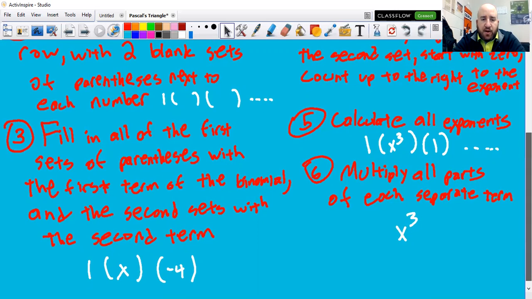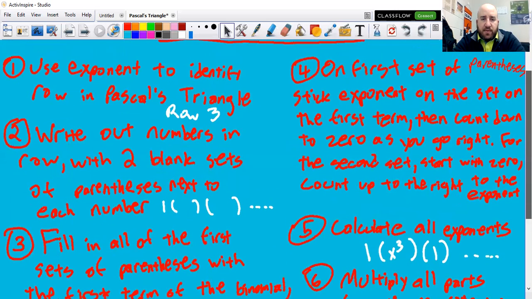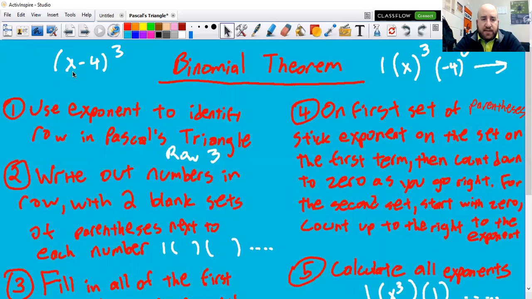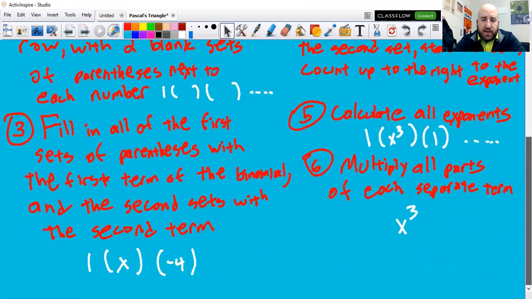So for step 3, all the first sets of parentheses with the first term of the binomial, which again, in this case is x. So that's why we had the x first. Second term is -4. So for all my sets of parentheses going down, I have x and -4. Again, you can pause that to write down the step.